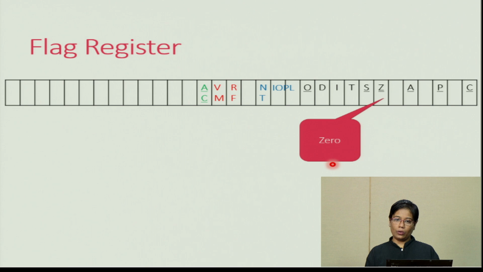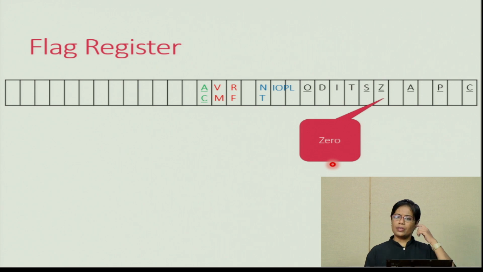The next flag we are going to look at is the zero flag. The meaning here is very simple. If your result happens to be 0, this flag is set. Result 0, flag set. Result non-zero, flag is going to be reset. So the flag essentially reflects whether the result is going to be 0 or not.